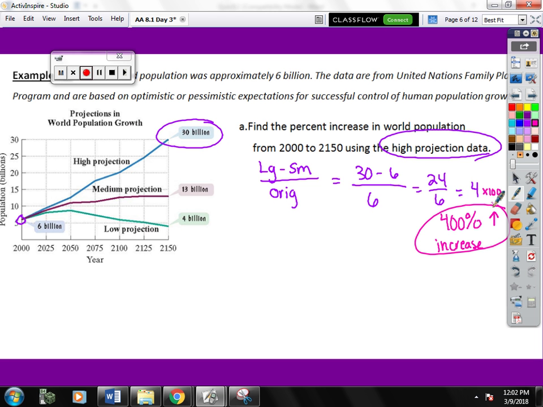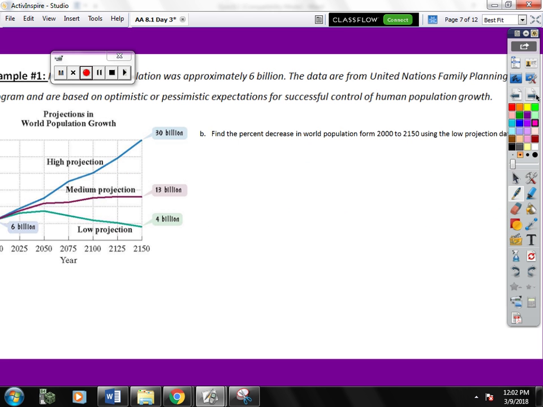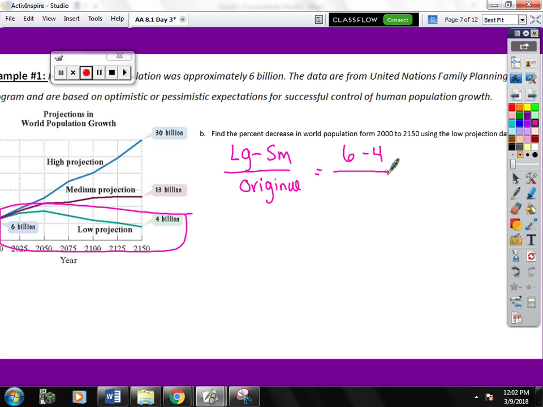Part B asks us to find the percent decrease in world population from 2000 to 2150 using the low projection data. So again, we're going to do our large minus small all over original. So the two numbers are 6 billion and 4 billion. So again, we're going to actually put 6 billion first. The original number, though, was 6. So we'll get 2 sixths.